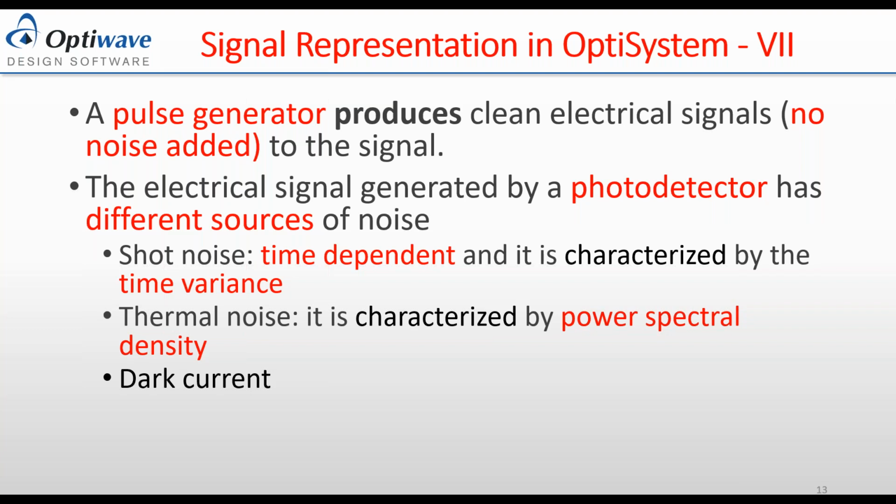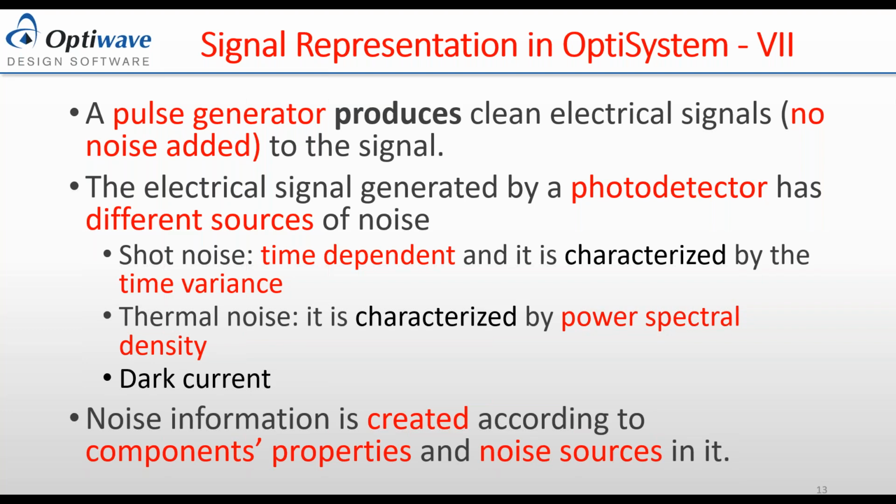So all of these types of noises can be set in the component. Once you double-click on the component, you can activate or enable these noises. For example, for dark current, you can set the amount of dark current based on the specification of a detector you're going to use in the experiments. The noise information is created depending on the component properties and the noise sources available in the component.